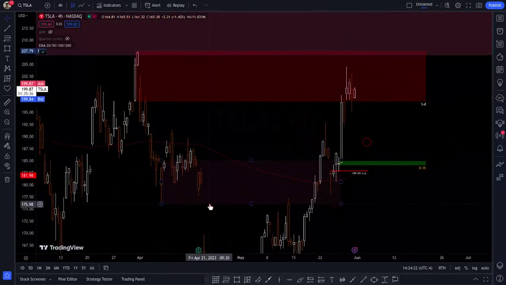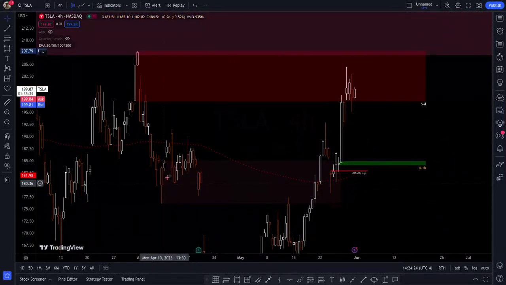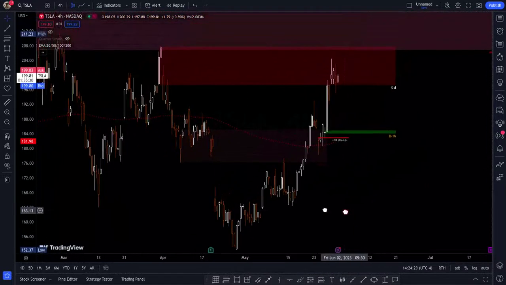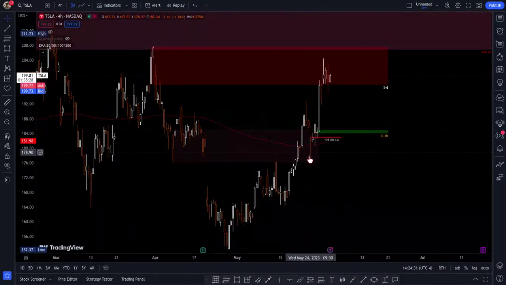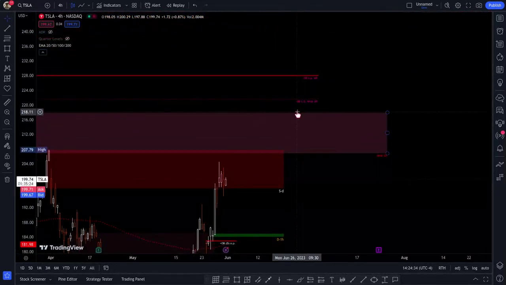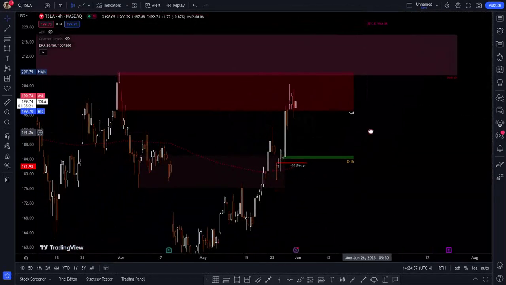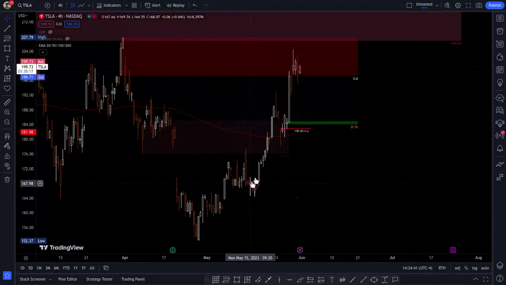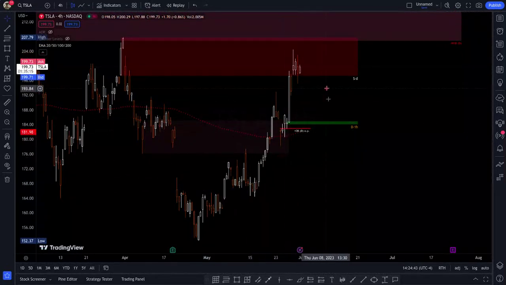So right here is an old mitigation block. We see price came up to it, broke above, retested, and went higher. That's what we want to see right here. This is a mitigation block as well. Because price is fractal, it does the same thing over and over again, we want to see it break, retest, and go higher.